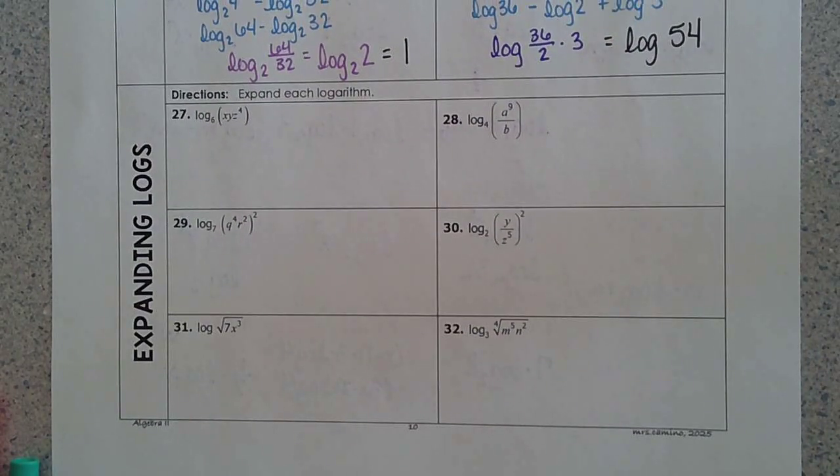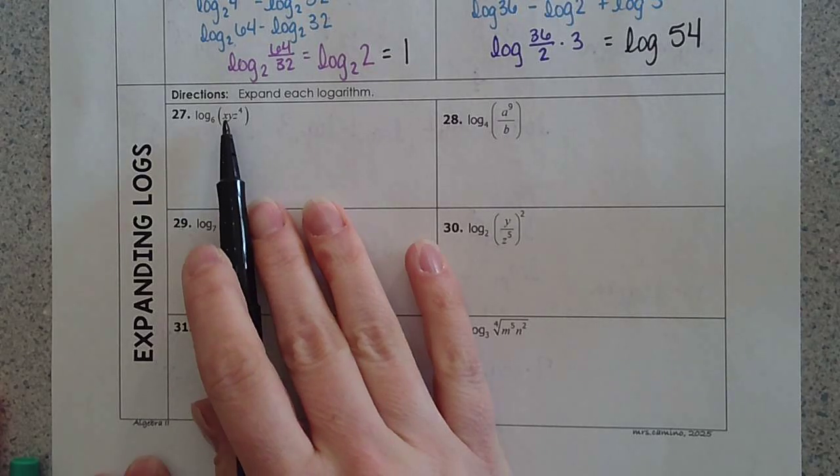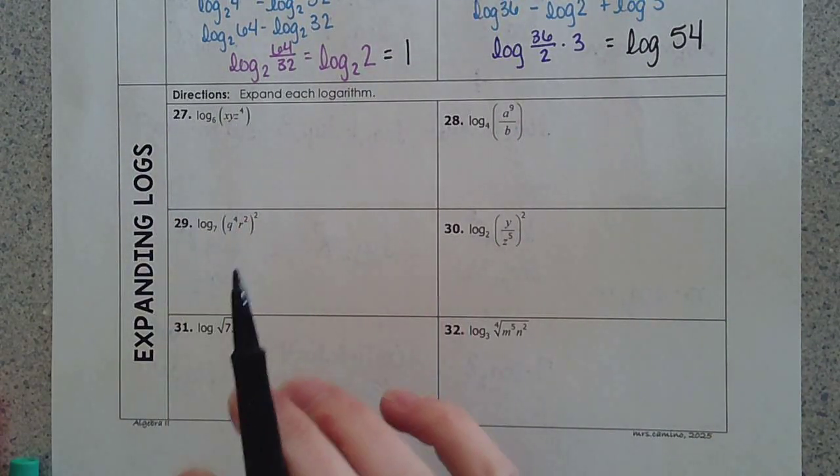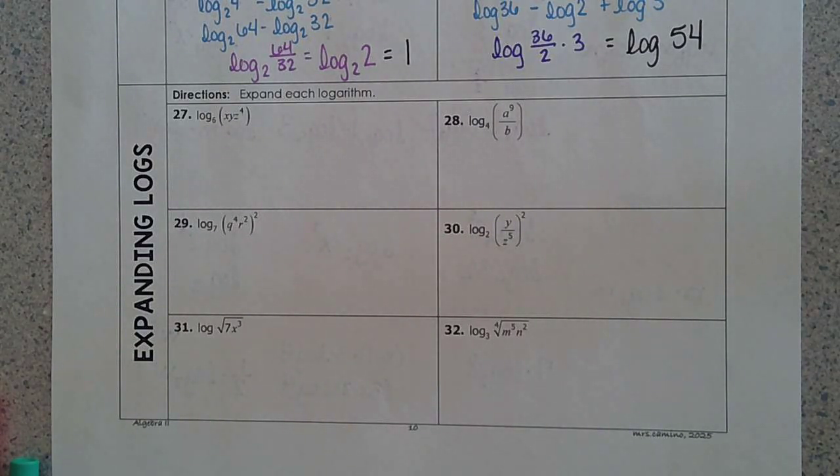Okay, next we're going to expand. Our goal when we're expanding is for each part of our term to have its own log statement. And when it has its own log statement, that log statement ends with just a value. So it could have a coefficient, but not an exponent. It can have addition and subtraction, but no multiplication. And we want to stretch it all the way out.